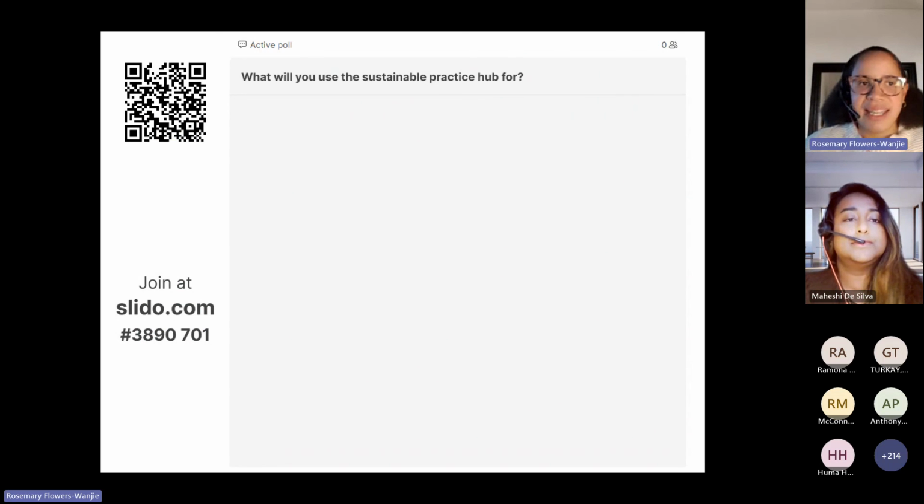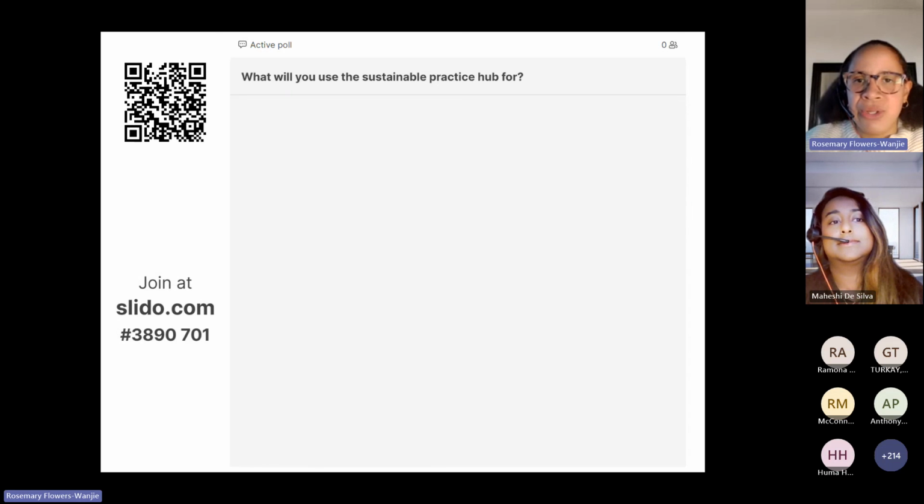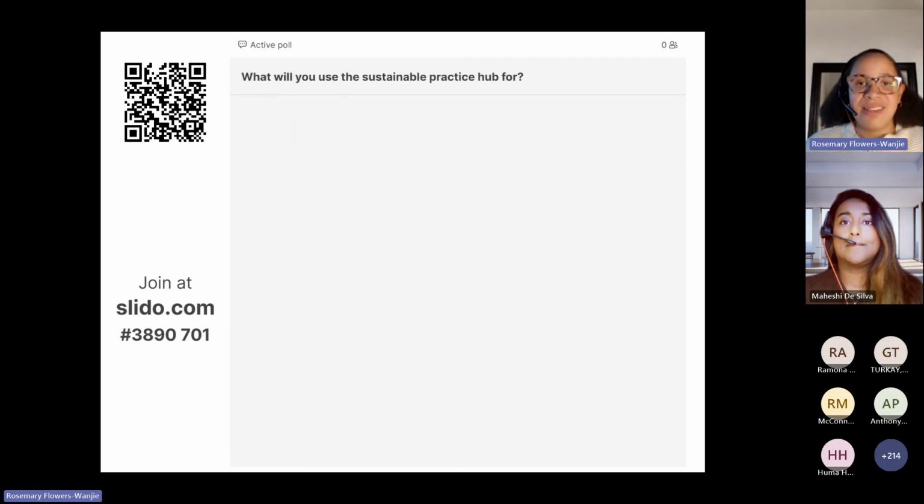Okay, so another question here. What will you use the Sustainable Practice Hub for? So this is quite helpful to know, especially now that we're in the development stages of creating the Sustainable Practice Hub, because then we can see what people want to see on it, how people want to use it, and we can use this to feed into that.